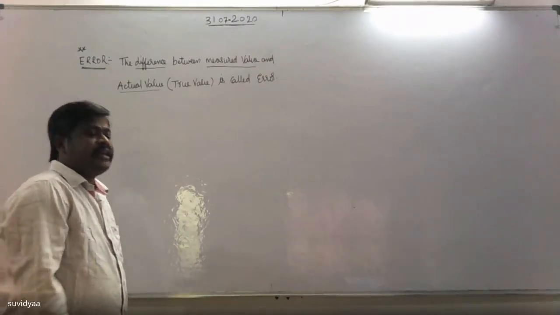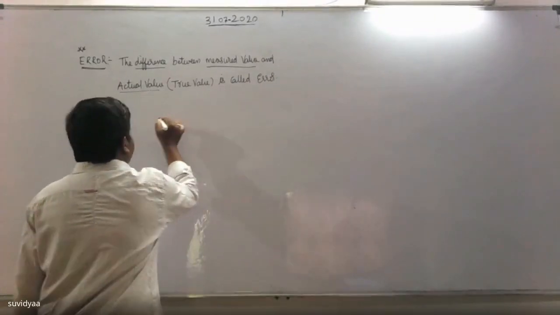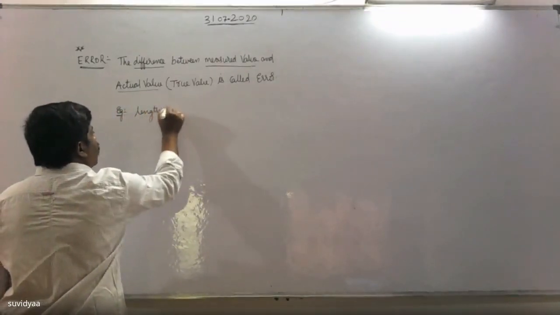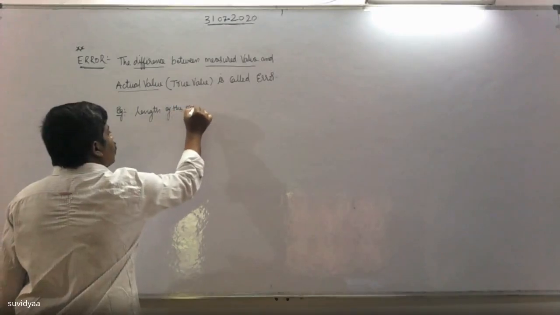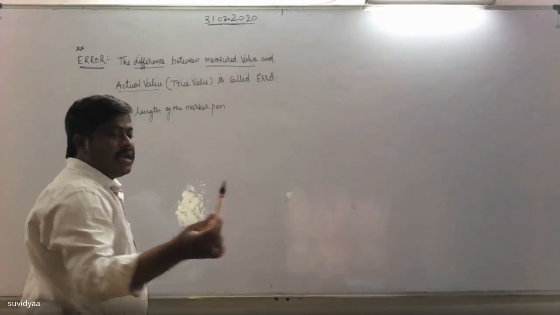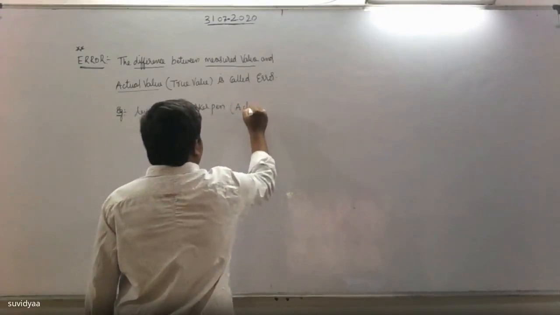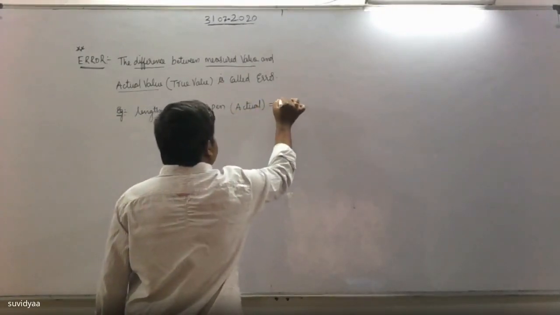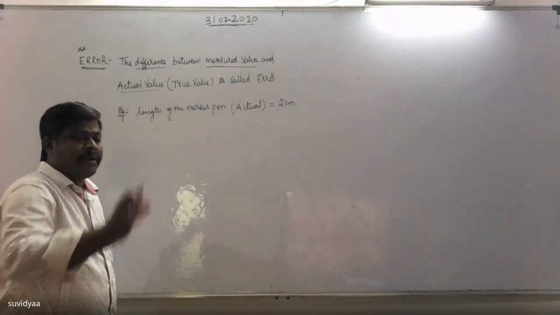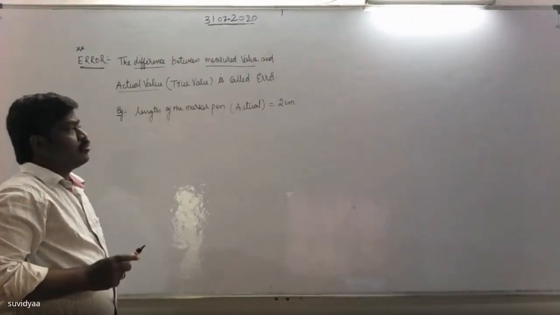Okay, understood? Measured value. For example, let us see one example. Suppose the length of the marker pen. Now you can see this marker pen. The length of this marker pen, that is the actual length, is 2 centimeters.